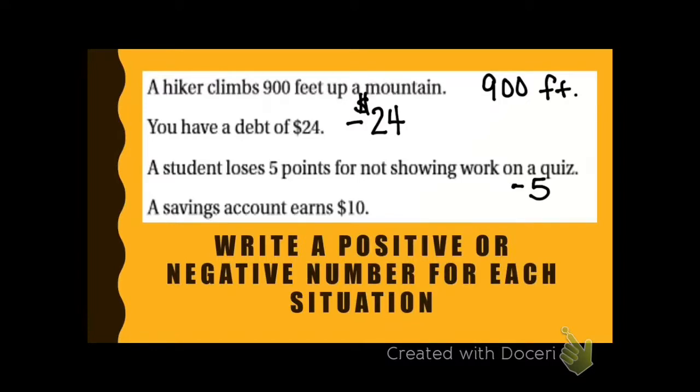A savings account earns $10. Well, that's good. So that would give me a positive 10, and I can just write 10. It's not wrong to put a positive sign in front of it. You can do that. It will not make your answer wrong. So if you feel better about doing that, it's easier for you, you are welcome to do that. It's just not the typical thing. It's not required.